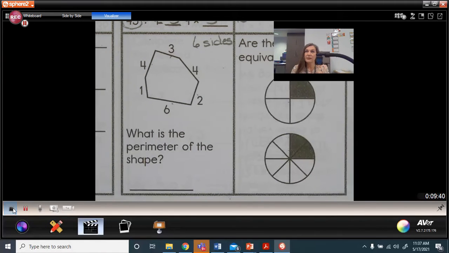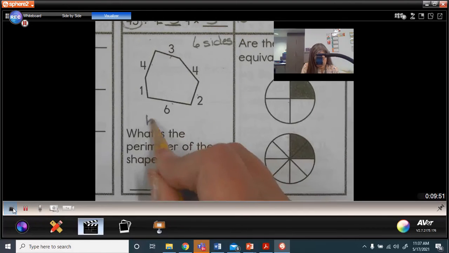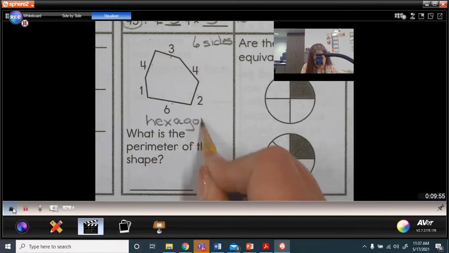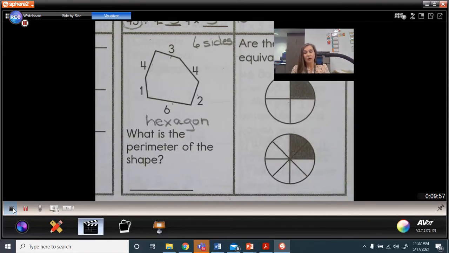Well, 5 sides is a pentagon. 6 sides would be called a what? Right, a hexagon. This is a hexagon. Why is it a hexagon? Because it has 6 sides. Now, all the sides are not the same length, but that's okay because remember, not always are we going to have a figure that has the same length of sides. But if it's a six-sided figure, it's a hexagon.